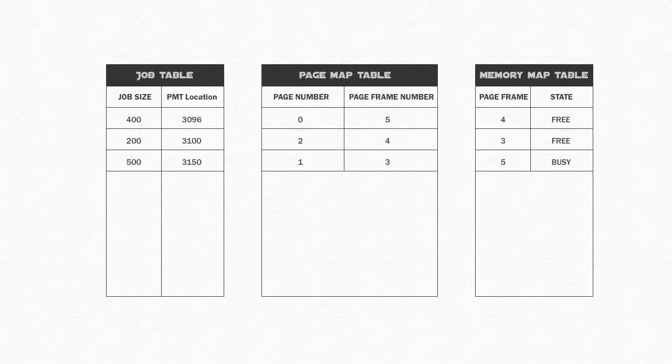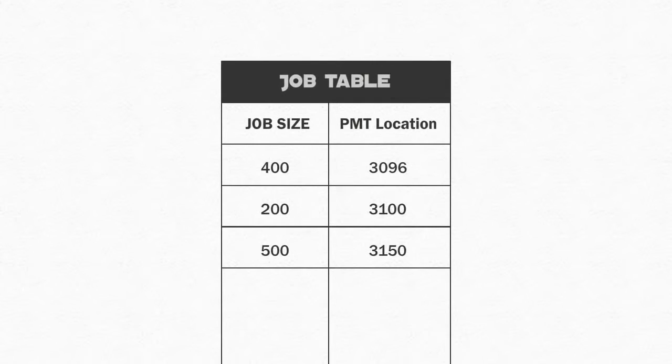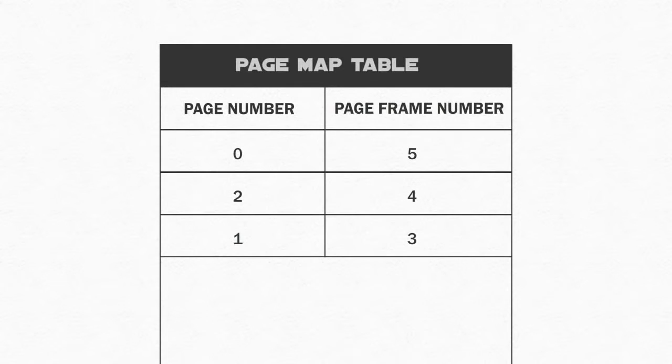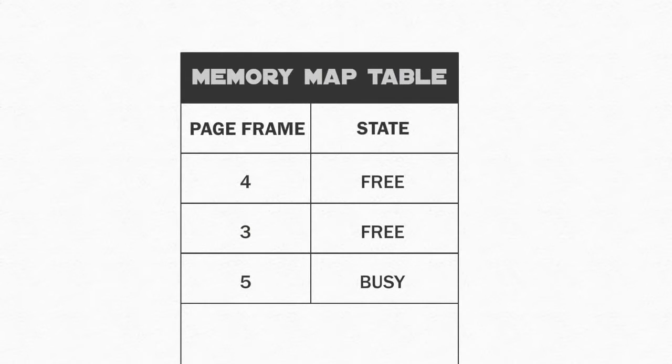Through the use of 3 tables stored in the part of the main memory, we can keep an eye on locations of various jobs. The job table is a dynamic list that contains 2 values, the size of the job and the page map table location of that job. The page map table contains important information for each of the pages, the page number, and its corresponding page frame memory address. Finally, the memory map table has 1 entry for each page frame, listing both its location and a status informing whether it is in a busy or free state.